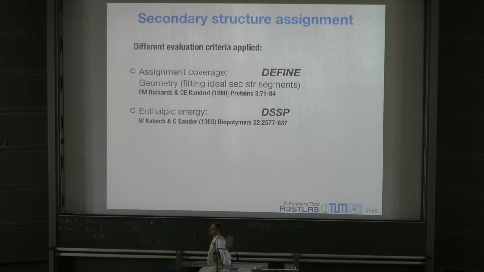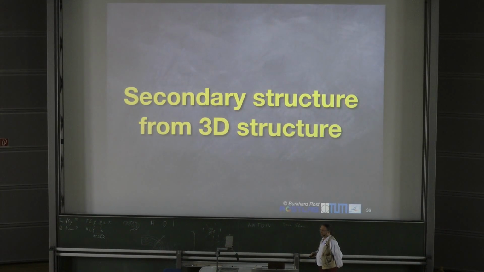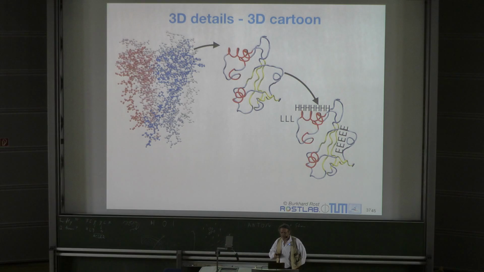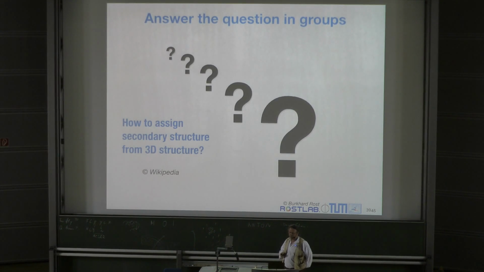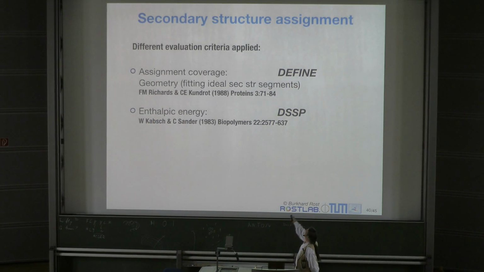Now, how can we assign secondary structure from 3D coordinates? So I give you a set of 3D coordinates. How can we find secondary structure? There are two main methods that I want to briefly mention here. The first one is DEFINE and the second is DSSP. DEFINE essentially looks at the geometrical features. You see things that come together, and from these geometrical features, you define secondary structure.